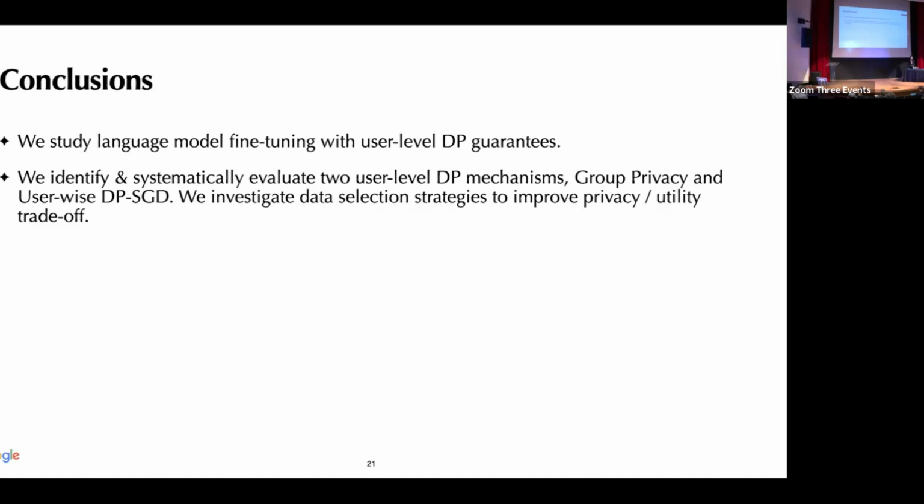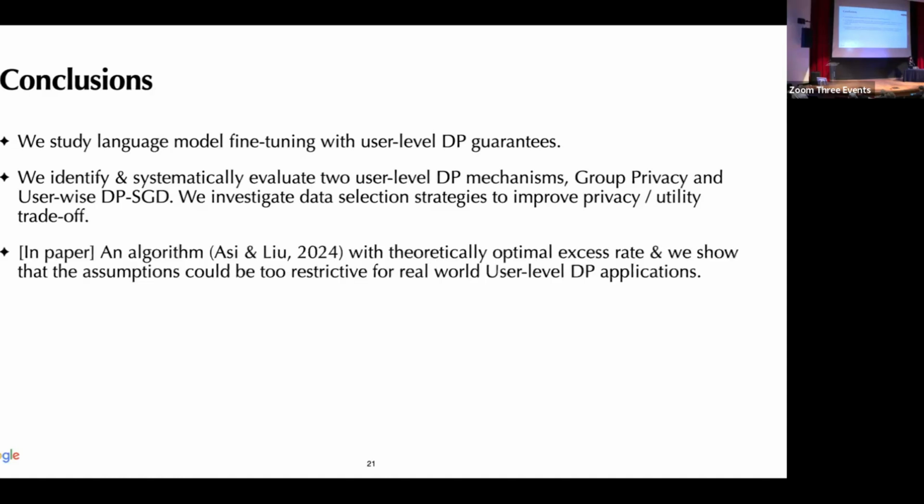Okay, so in this work, we study language model fine-tuning using user-wise DP guarantee, and we identify two different mechanisms of achieving that, and we find that the data selection strategy is very important in improving the privacy and utility trade-off. And in our paper, we also do another case analysis. There's a recent algorithm suggesting that it can give you optimal rate for user-wise DPSGD, but we show that the assumption in this work might be too restrictive for real-world user-level DP applications.